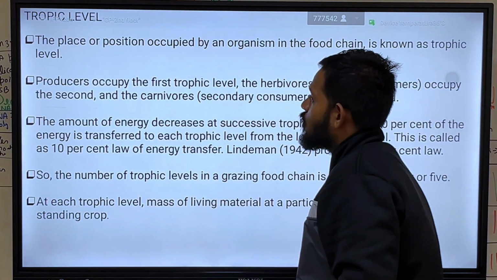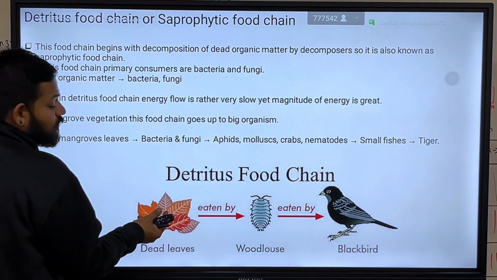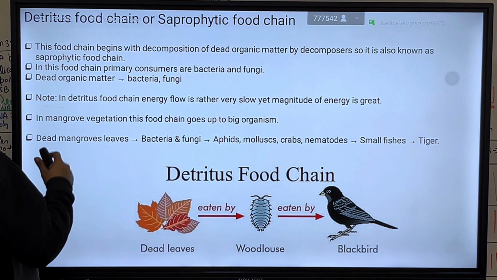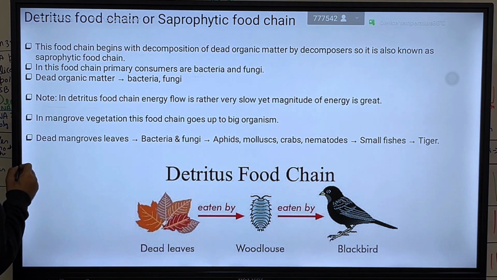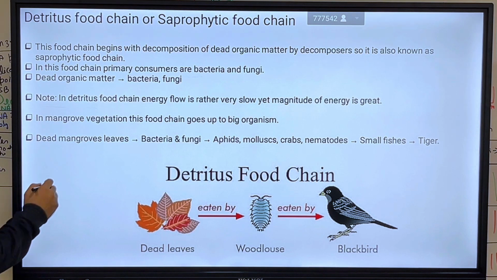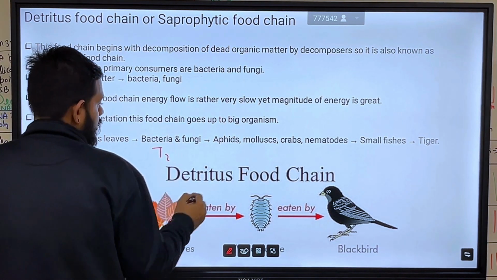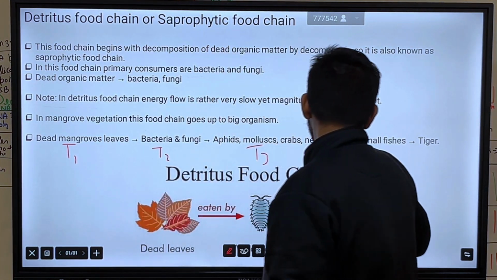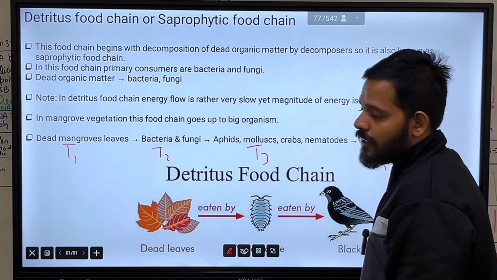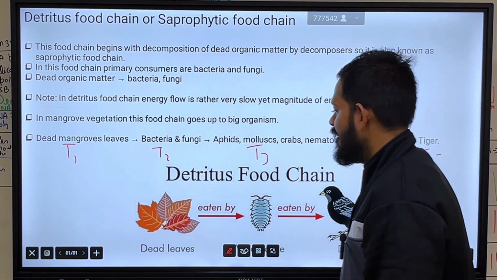Now, the next topic: trophic level. Trophic level is nothing but this: this is your first trophic level, this is the second trophic level, this is the third trophic level. Here, this is T1, trophic level 1, this is your T2, this is your T3, this is your T4, this is your T5. So these are different trophic levels which we denote as T1, T2, T3, T4, T5.